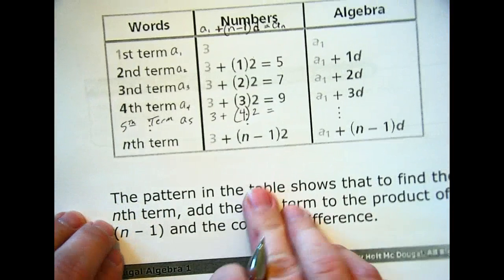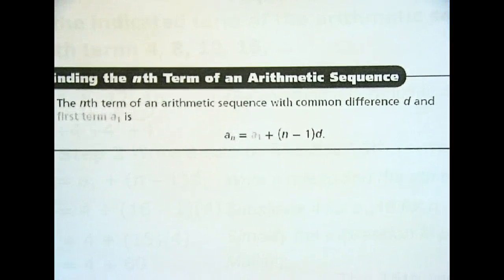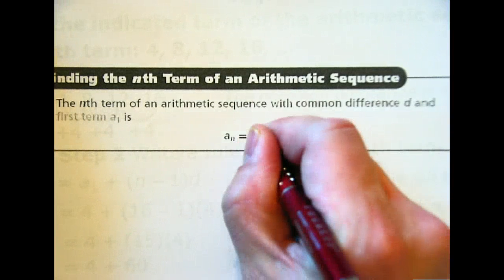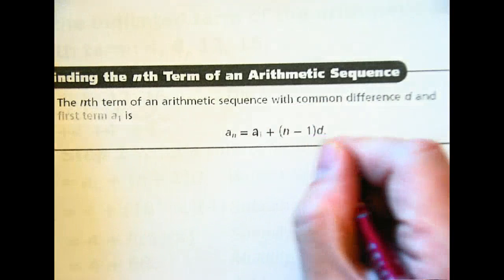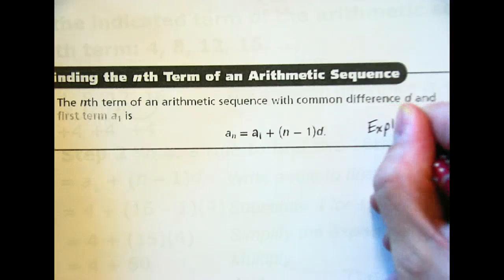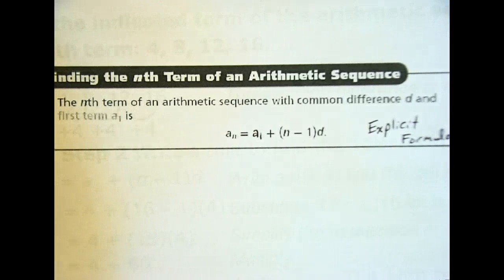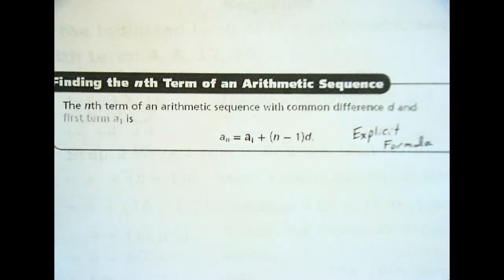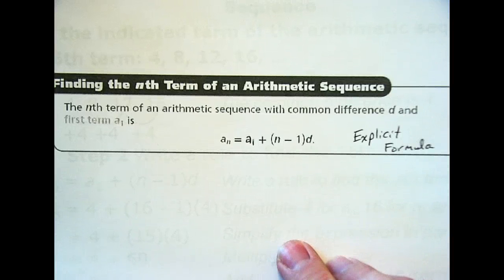Let me give you this formula here. If I'm trying to find a specific term, A sub n is equal to A sub 1 plus n minus 1 times d. This is called the explicit formula. That's an explicit formula. That's when I'm looking for a specific term. You guys with me on it? Yep.